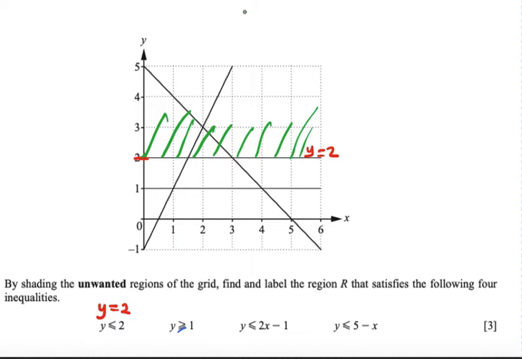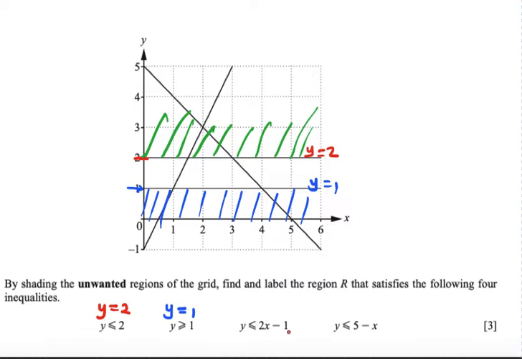Let's go to the second one. The second one is y is greater than or equal to 1. So we write it in the form of an equation, y is equal to 1, and this is the line y is equal to 1. We want only numbers that are greater than or equal to 1, so they are the numbers above 1. The numbers below 1 are less, so they don't satisfy, so we shade that part off, just like that. Excellent.